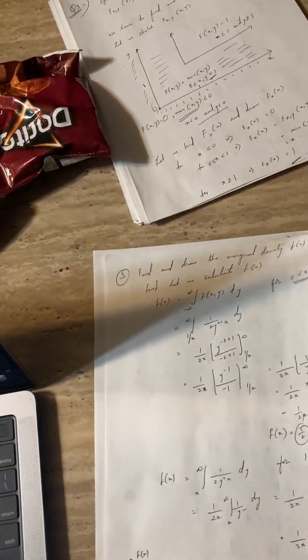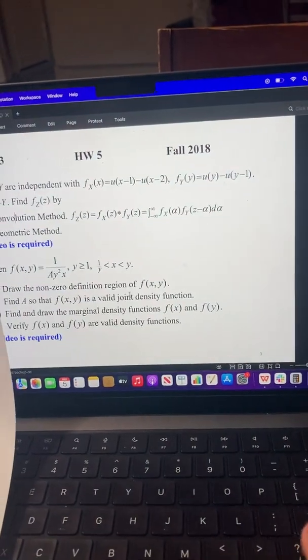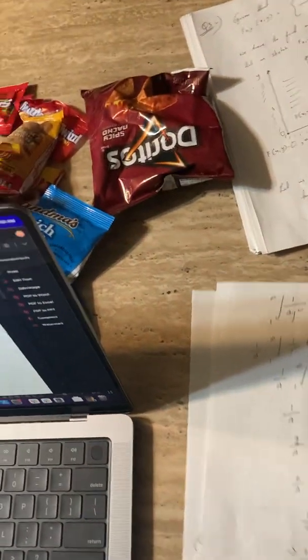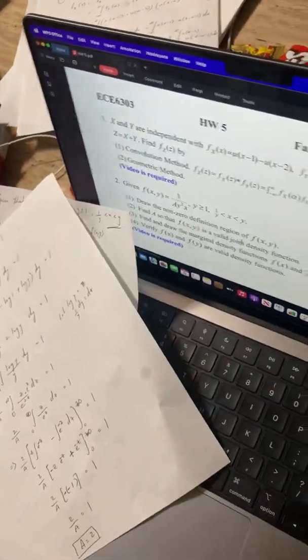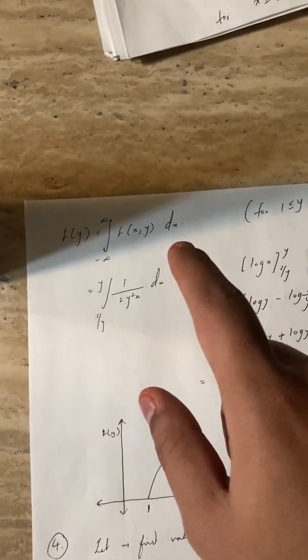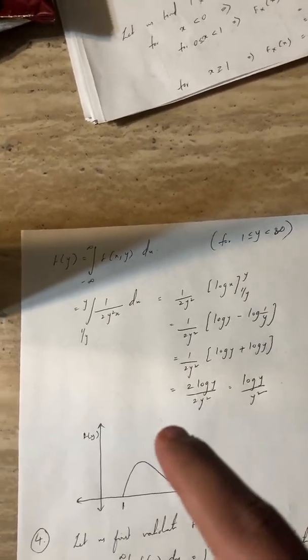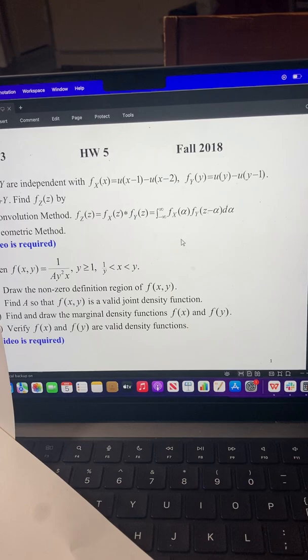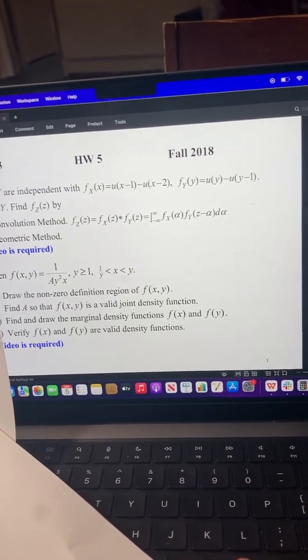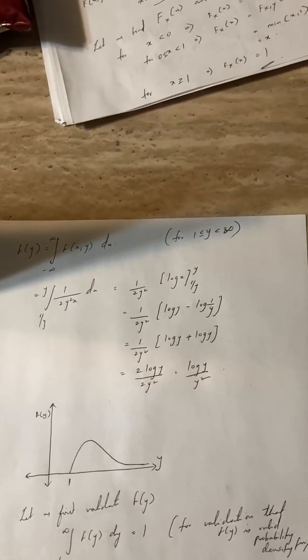In this way I've calculated the marginal density function of x. Now we have to calculate the marginal density function of y as well. I have applied the same formula, the integral from minus infinity to infinity of the joint density function dx. We are given that x is ranging between 1 by y and y, so I've substituted those limits, substituted the joint density function, and then plotted the graph.